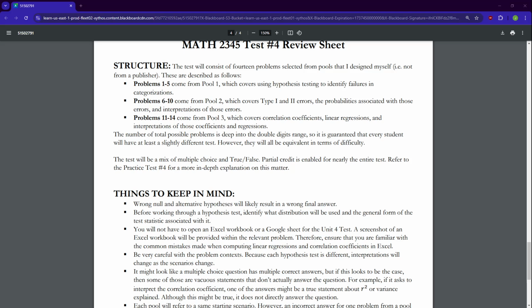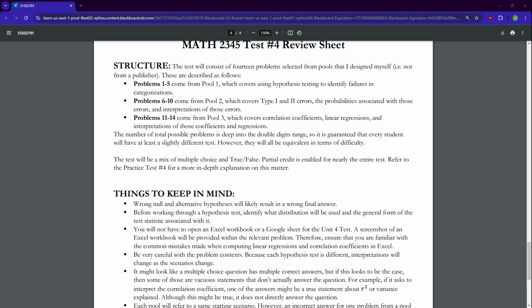Your middle portion of the test, problems 6 through 10, will deal with scenarios involving type 1 and 2 errors. So don't forget, these are false positives and false negatives. 2 of them will be just straight up true-false. Is this type 1 or type 2? One of them will be the probability of the error occurring. Remember that in the appropriate case, it'd be equal to alpha.